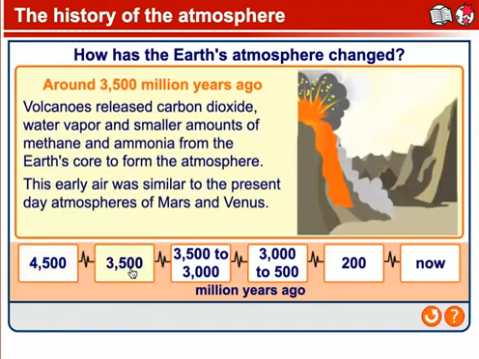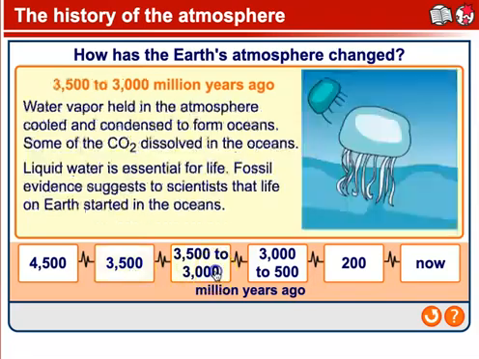Around 3.5 billion years ago, volcanoes released carbon dioxide, water vapor, and small amounts of methane and ammonia from the Earth's core to form the atmosphere. This early air was similar to the present-day atmospheres of Mars and Venus. 3.5 to 3 billion years ago, water vapor held in the atmosphere cooled and condensed to form oceans. Some of the CO2 dissolved in the oceans. Liquid water is essential for life. Fossil evidence suggests to scientists that life on Earth started in the oceans.